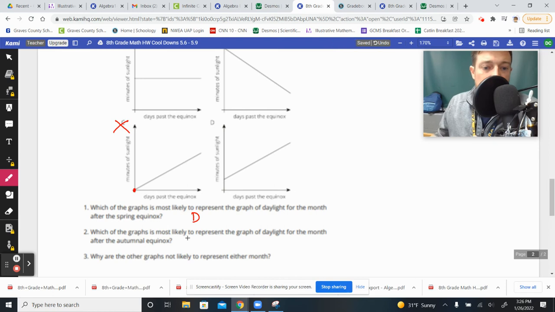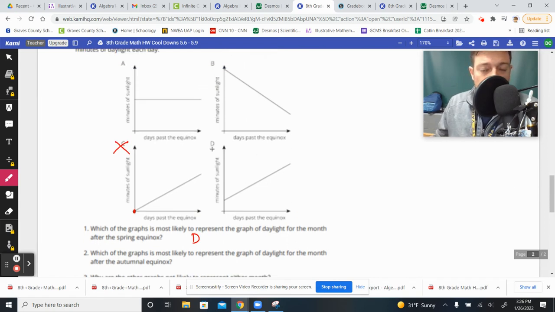Which of the graphs is most likely to represent the graph of daylight for the month after the autumnal equinox? I'm not sure if I said that right. Well, in autumn, the days get shorter starting in September. So we expect as the days pass for us to lose sunlight. We started with a lot, and now we're going to start to lose some. So that matches with B, right?